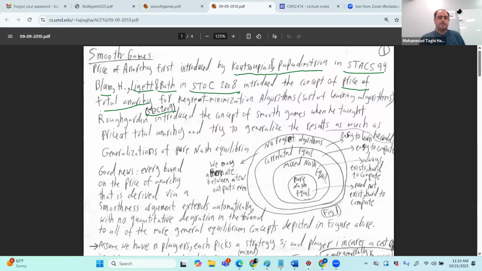So he introduced this concept of smoothness, or a smoothness argument. It is not for everything, but almost all price of anarchy results, as well as more general ones like the price of total anarchy that we introduced in that paper, can all be obtained from a smoothness argument.